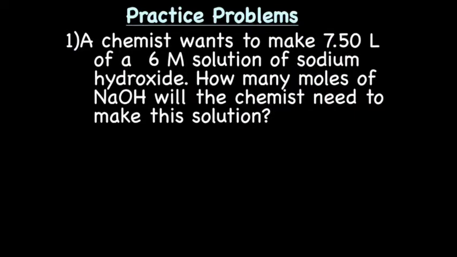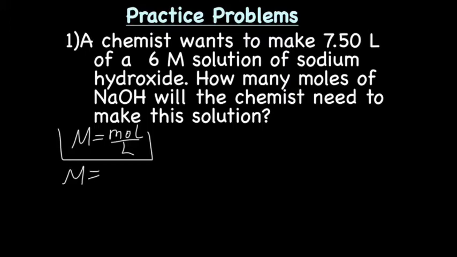Now we just need to try this. So, a practice problem. A chemist wants to make 7.5 liters of a 6 molar solution of sodium hydroxide, NaOH. How many moles of NaOH will the chemist need to make this solution? Remember, we're using the formula molarity equals mole over liter. The way I do this is I make a list of all the possible variables. We have molarity, we have moles, and we have liters. And then I read through the story.